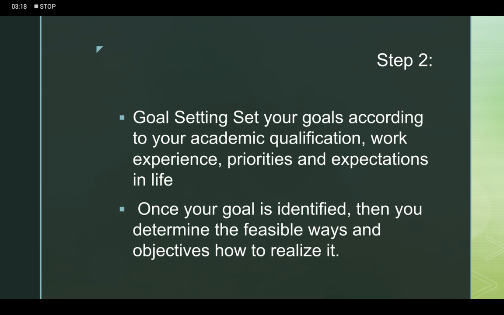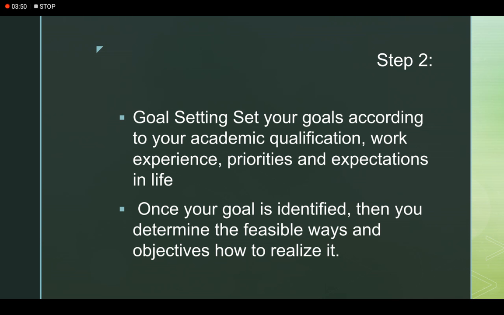Step 2, goal setting. Set your goals according to your academic qualification, work experience, priorities, and expectations in life. Once your goal is identified, then you determine the feasible ways and objectives to realize it. You are a student of humanities. You cannot opt for a technical job. So first you set goals, and that should be as per your academic qualifications.